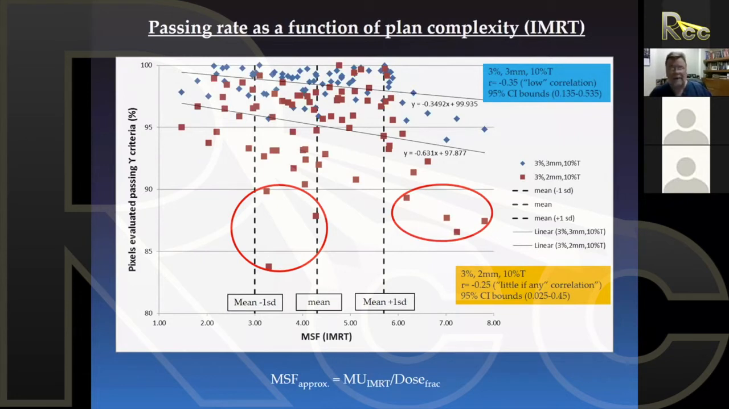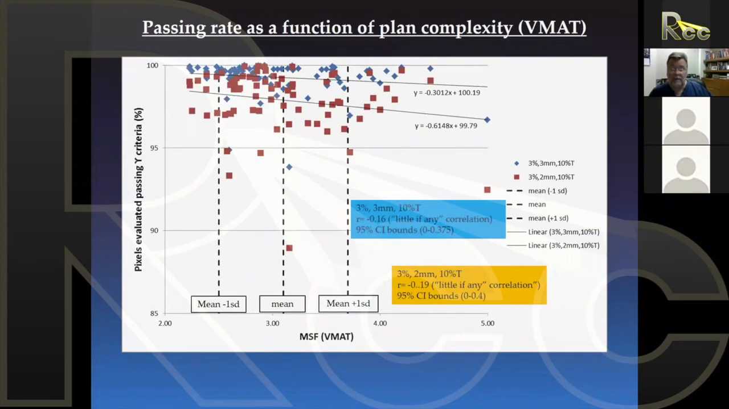We redid the same test with VMAT, okay? And as you can see, little to no correlation, or little if any correlation at all, at either 3%, 3 millimeter, or 3%, 2 millimeter.